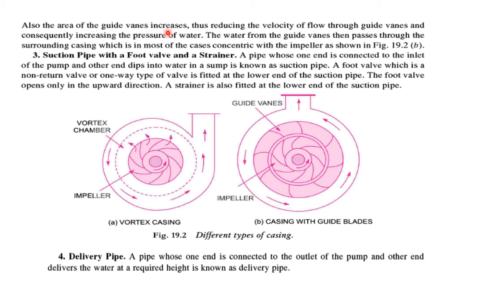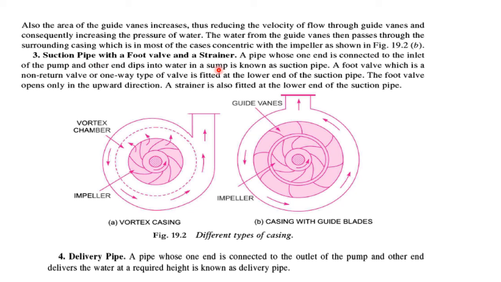Also, the area of the guide vanes increases, thus reducing the velocity of flow through the guide vanes and consequently increasing the pressure of water. The water from the guide vanes then passes through the surrounding casing, which is in most of the cases concentric with the impeller as shown in the figure.